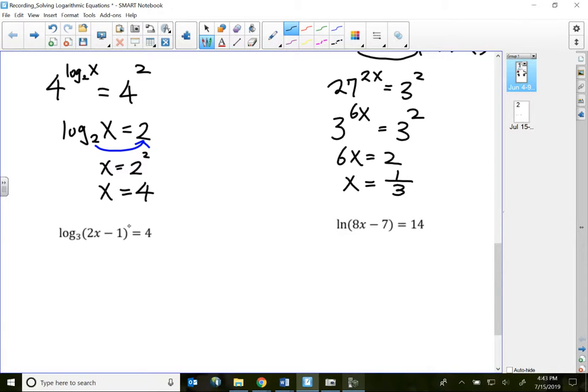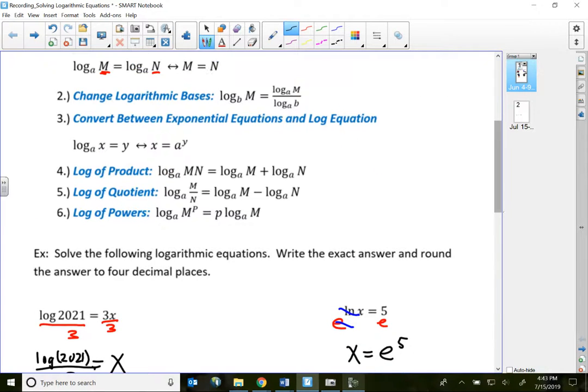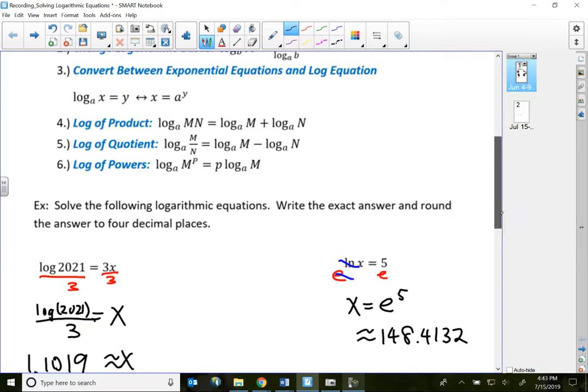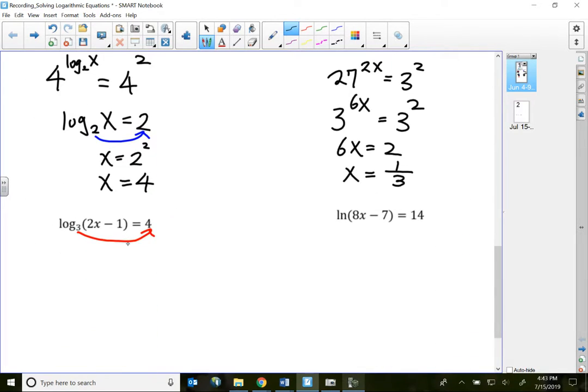All right, this one right here is just like up here. Two terms, one term with the log, the other term doesn't. So to solve for x, I'm going to move my base to the other side. I'm using convert between exponential equation and log equation to start this problem. So that gave me 3 to the 4th power, right?